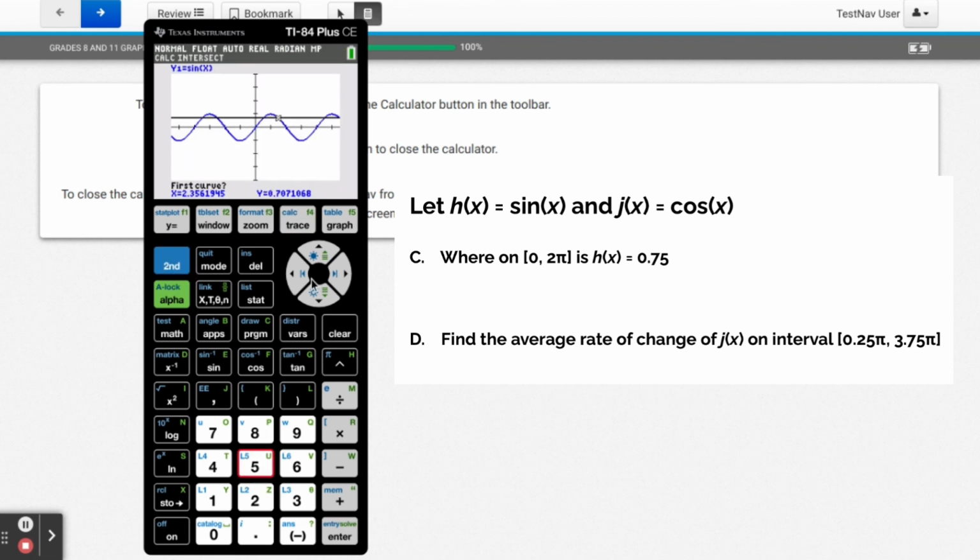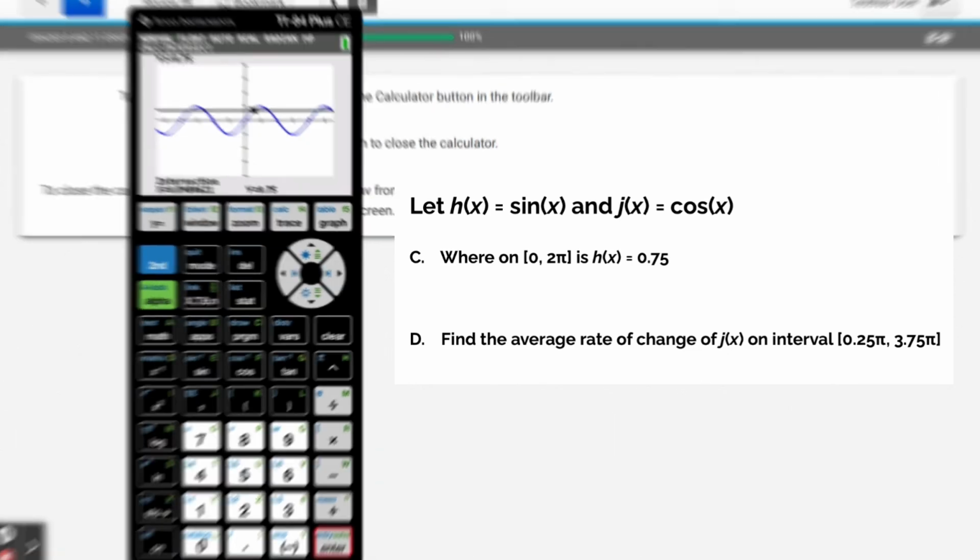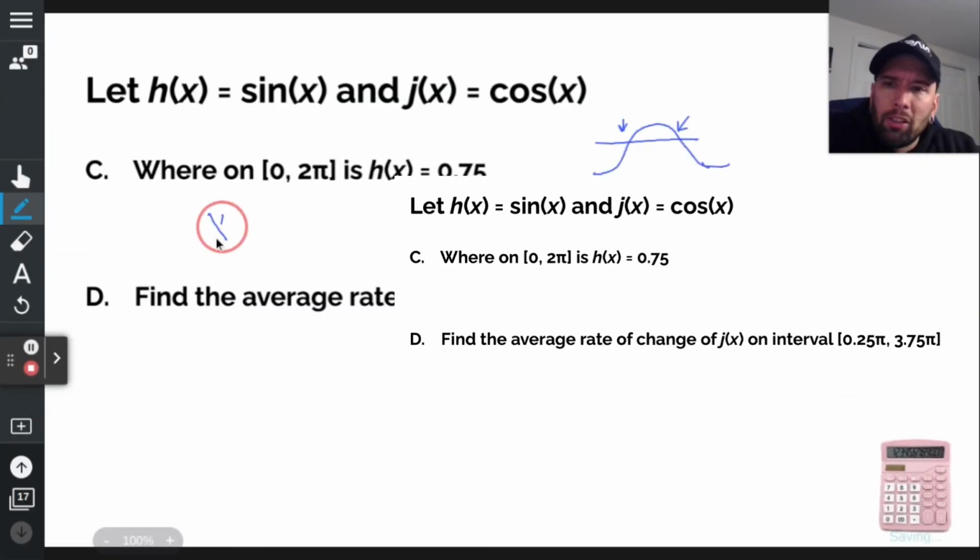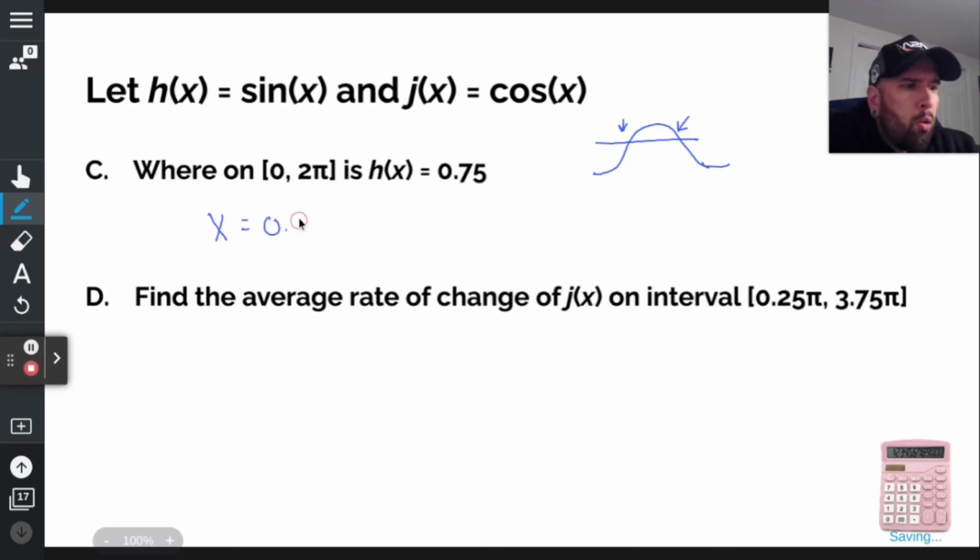Intersect again. Let's move to the left of it. Enter. Move to the right, maybe not too much. Enter, enter. And it worked at that time. 0.848. So that's my other guy. Okay, that happened at two spots. 0.848 and 2.294.